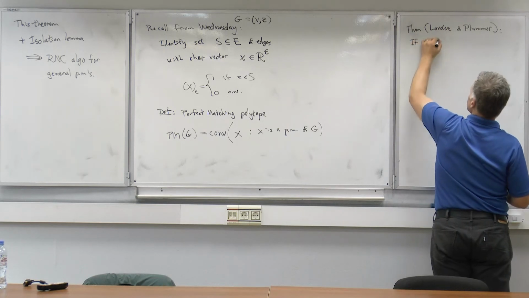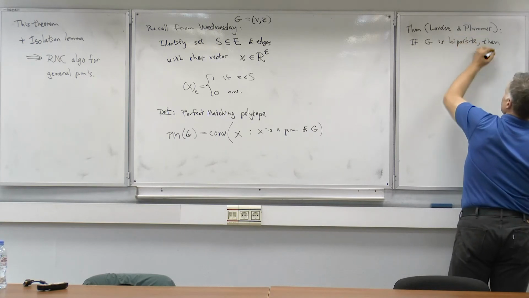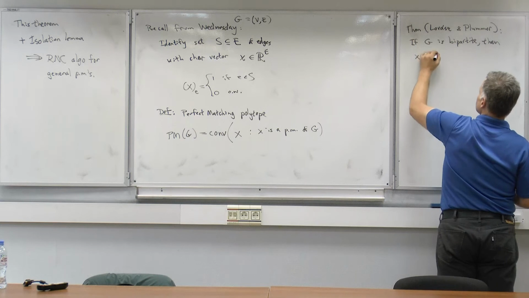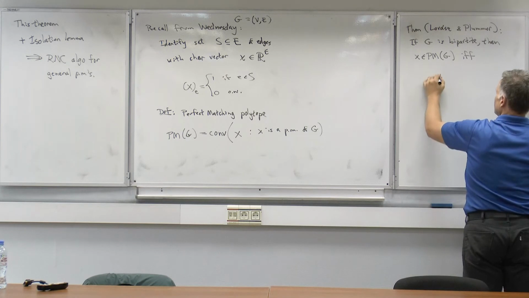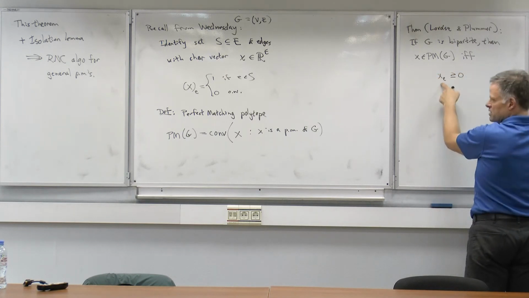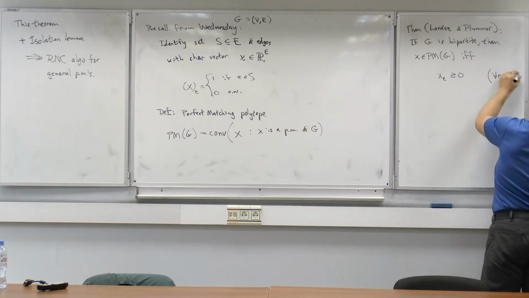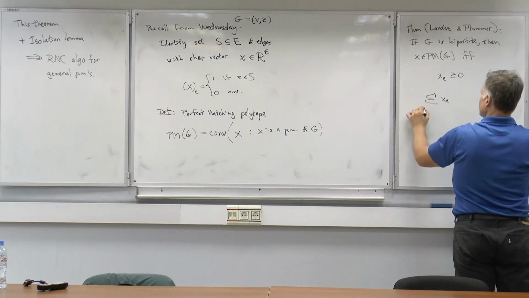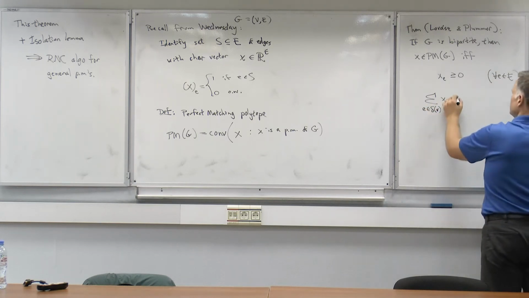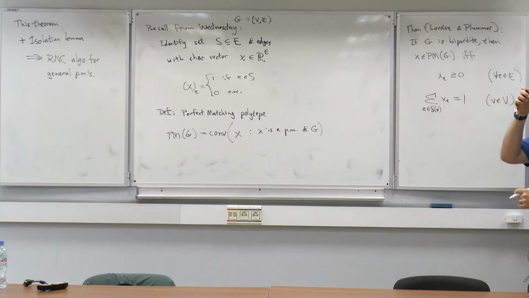If G is bipartite, then X is in the perfect matching polytope if and only if all of these values X sub E are at least 0 for all edges E, and if you sum up X sub E over the edges touching a vertex V, this equals 1. This is for all vertices V. All right.